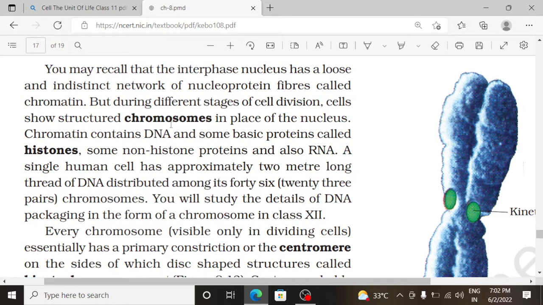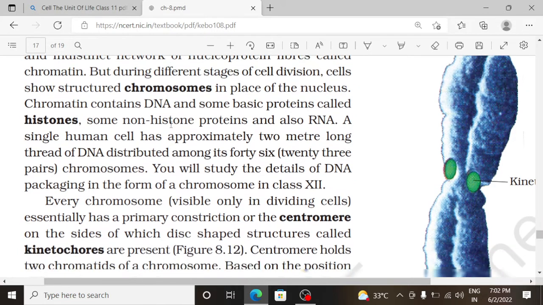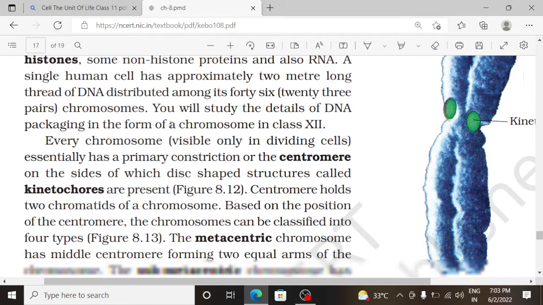You may recall that the interphase nucleus has a loose and indistinct network of nucleoprotein fibers called chromatin. But during different stages of cell division, cells show structured chromosomes in place of nucleus. Chromatin contains DNA and some basic proteins called histones, some non-histone proteins and also RNA. A single human cell has approximately 2-meter long thread of DNA distributed among its 46, that is 23 pairs chromosomes. You will study the details of DNA packaging in form of chromosome in class 12.